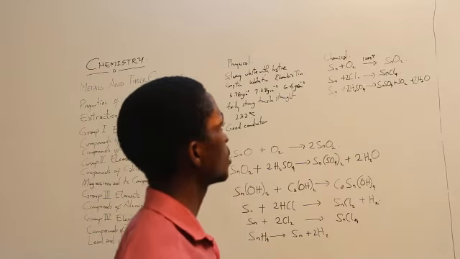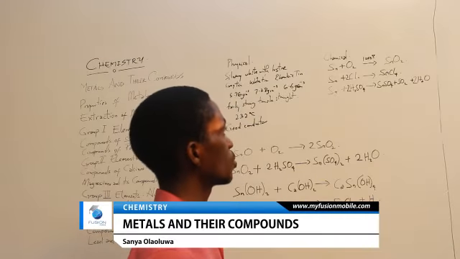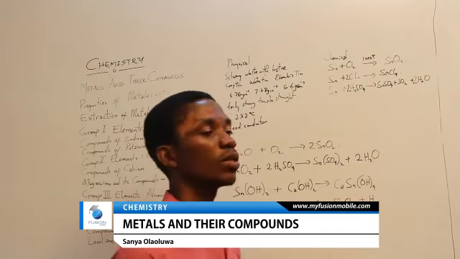Chemical properties: tin reacts with oxygen at about 1200 degrees Celsius to produce tin oxide.